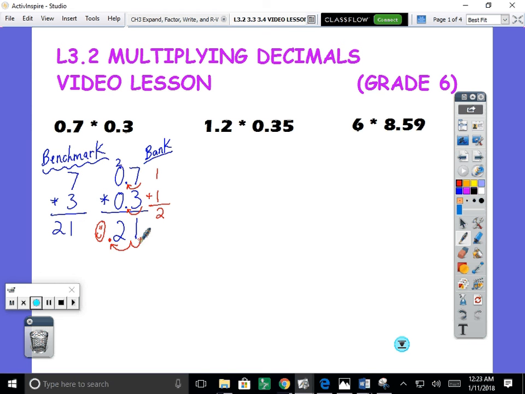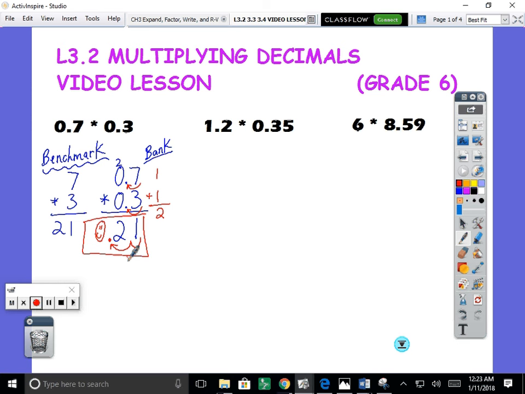This is a good final answer. It's kind of unfamiliar because I think a lot of us are so familiar with our addition and subtraction rules, where you can drop down the decimal. That is not something we can do in multiplication. So I want you to just remember multiplication and division with decimals have some special rules.